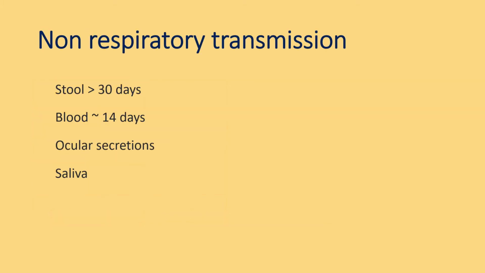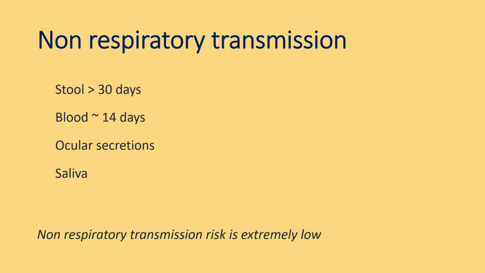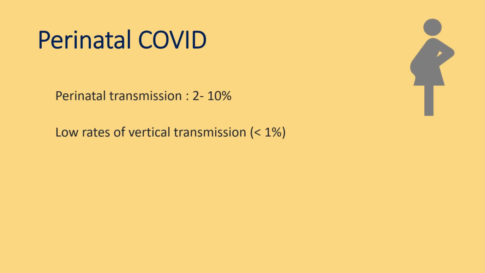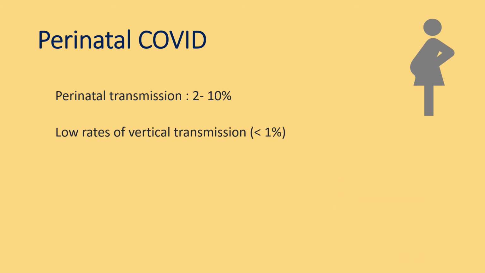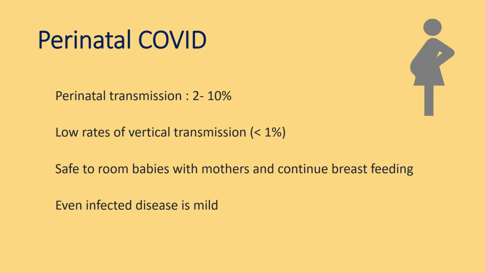SARS CoV-2 virus has also been isolated in stool specimen, blood, ocular secretion, and saliva. However, majority of these secretions contain dead viruses and non-respiratory transmission risk is extremely low. Perinatal transmission occurs in about 2 to 10% of cases. Fortunately, the rate of vertical transmission is extremely low. It is safe to room in babies with mother and continue breastfeeding irrespective of their COVID status, provided COVID appropriate behavior is maintained. Even if the babies are infected, majority of them remain asymptomatic or have mild illness.